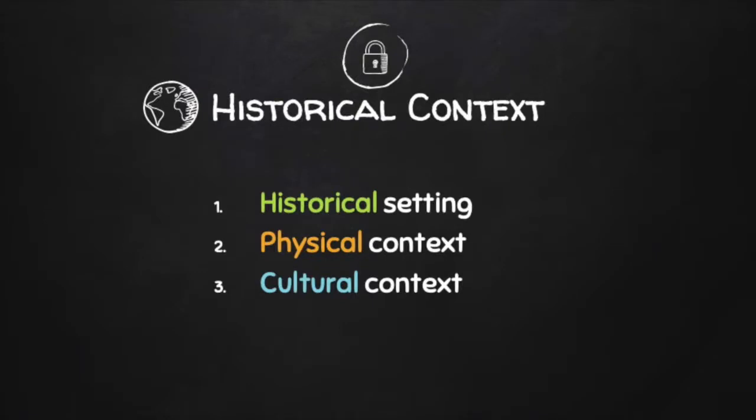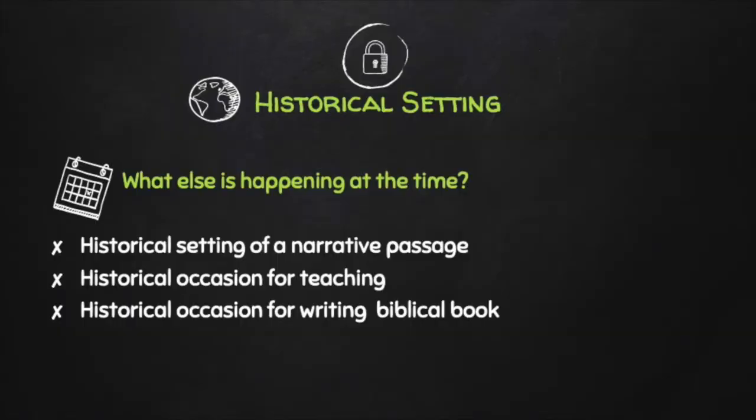And having considered the theme of the book now leads us into the second step of looking at context, which is considering the historical context of the book. This includes three main aspects: historical setting, physical setting, and cultural context. So first, the historical setting. In this aspect, we're looking at what else is happening at the time. So in a narrative passage, this includes what's happening around and about the setting for that particular episode, or in a teaching, what was the occasion for it to be given?